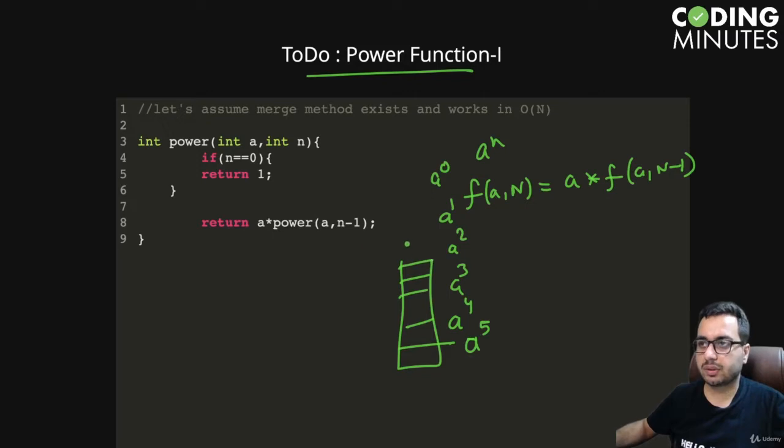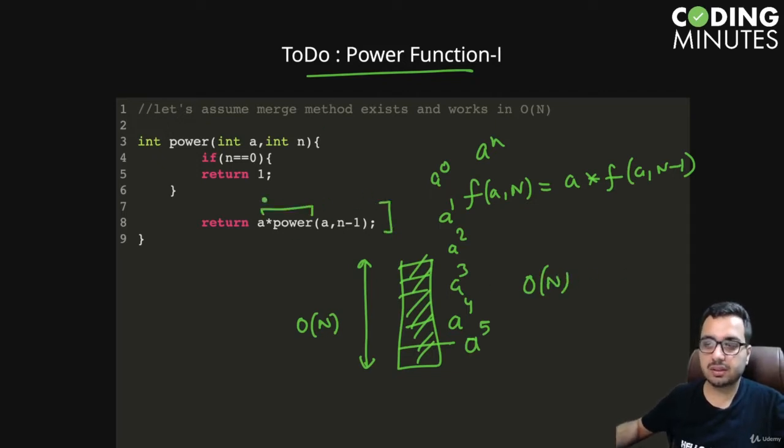So it is going to fill up the call stack, and the space it will take is going to be order of n. Also the time it will take is nothing but order of n, because the number of calls is n, and in each call we are doing this work. This is multiplication, which is constant work. So the total work done is k into n, where n is the number of calls and k is the work in each call. Hence we can say it is going to be order of n.